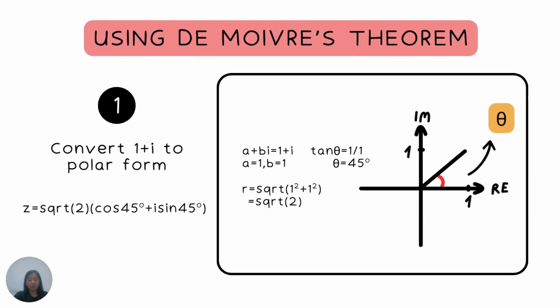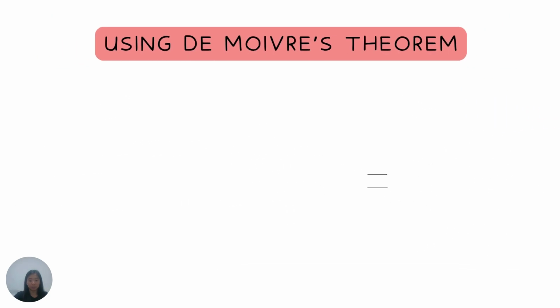Let's dive into some detailed calculations. First, we need to move from the rectangular world to the polar world. We plot coordinates 1, 1 on the complex plane. And using the Pythagorean theorem, the distance from the center, or r, is the square root of 2. Since the x and y values are equal, the angle theta is exactly 45 degrees.